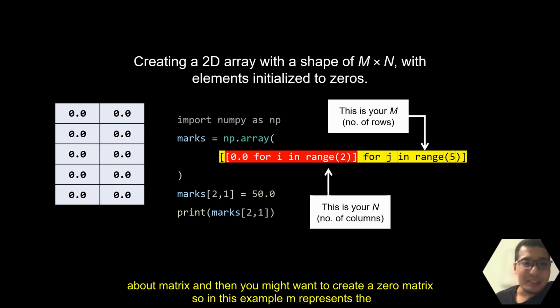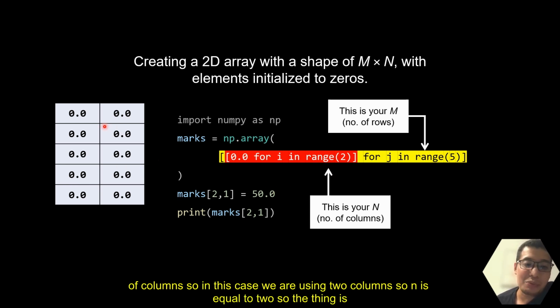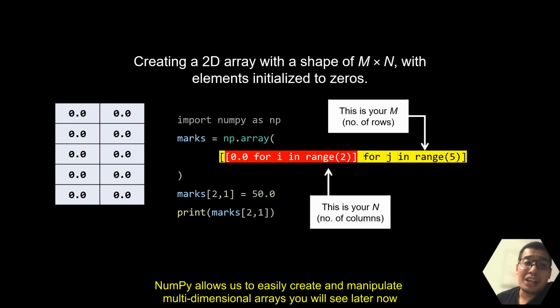In this example, M represents the number of rows. Here we have 1, 2, 3, 4, 5 rows, and then N represents the number of columns. In this case, we're using 2 columns, so N is equal to 2. NumPy allows us to easily create and manipulate multidimensional arrays. You will see later how.